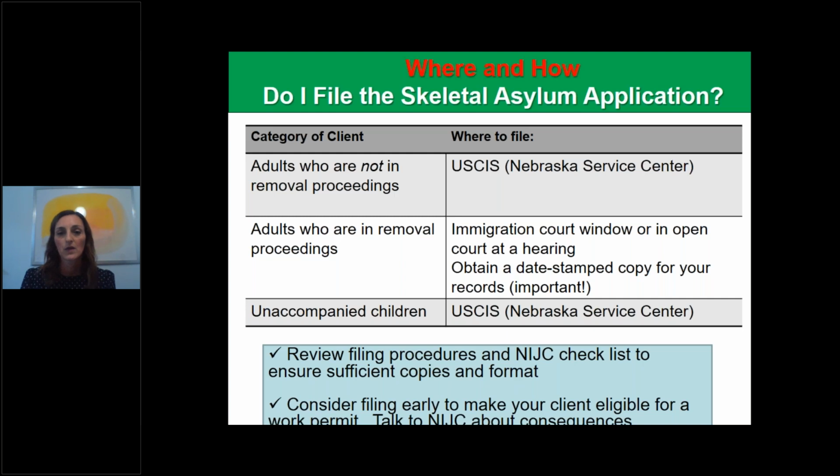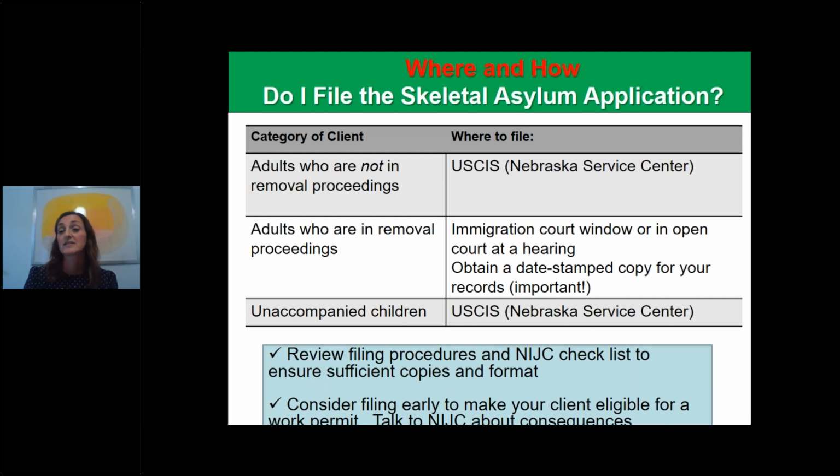There are a couple of different ways you can do that. You can file at the immigration court window. Immigration court is still open, so you can file in person there. You can mail in the I-589 application, or in the days when they were actually having master calendar hearings at immigration court, you could bring a copy of that application and file it in open court.